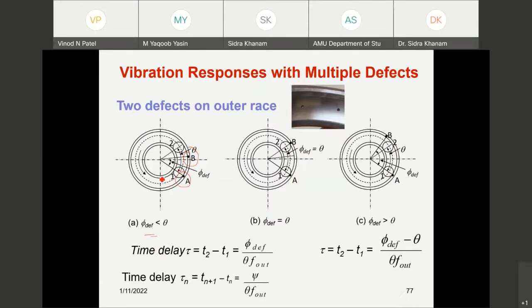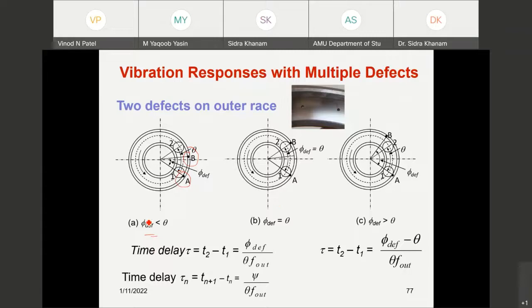As the cage starts to rotate, ball number one will come into contact with the first defect, and then the same ball will come into contact with the second defect, because this ball is rotating in this direction. While in this case, both balls will come into contact with both defects at the same time. While in this case, ball one will come into contact with the first defect, while ball two will come into contact with the second defect. So the time period of the impulse generated in the three cases will be different.